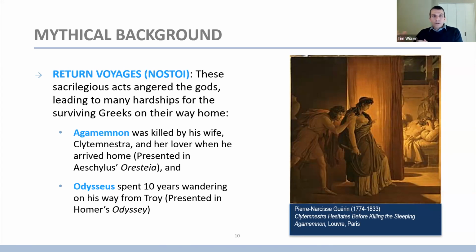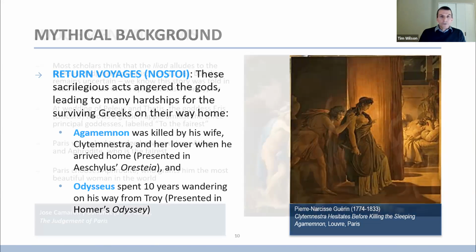The audience also knew then that following these atrocities during the fall of Troy, the Greeks' return voyages home were thereby cursed in a number of respects. So Agamemnon returns to his home, hoping to, hey, Clytemnestra, it's been 10 years, do you miss me? But she kills him. She and her lover, Aegisthus, kill him, and Cassandra, by the way. And Odysseus, of course, famously spent 10 years wandering before he finally does get home to Ithaca. So all of these are repercussions of violating some of these sacred codes during the fall of Troy.